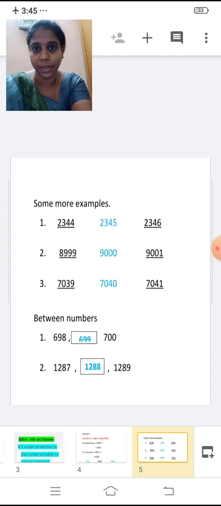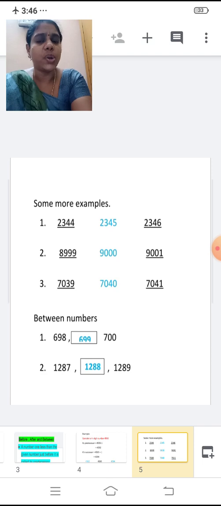So third example. Shall we move on to the next example? Yes? So third example is, we are going to find out the predecessor and successor of the number 7040. Now tell me, what is the predecessor of this number? Subtract 1 and tell me the answer now. Yes, when you subtract 1 from 7040, you will get 7039.